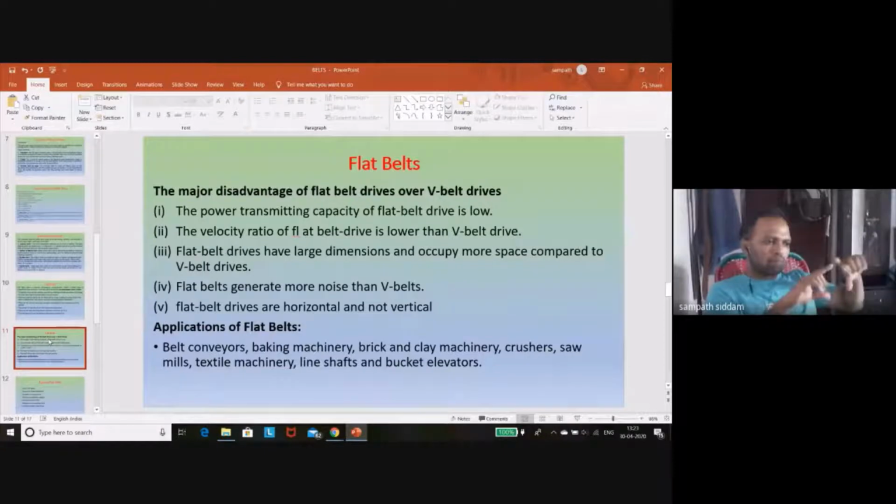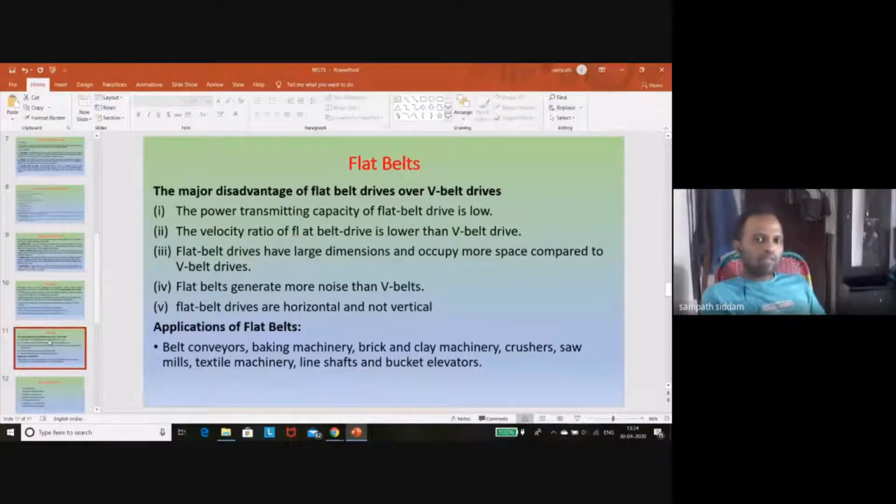Flat belt is a rectangular shape, whereas a V belt has some angularity in its contact, which can be provided in a smaller space also, and that's not the case with flat belts. Flat belts generate more noise than V belts, because the distance among them is larger. V belts are compact, so noise is less.